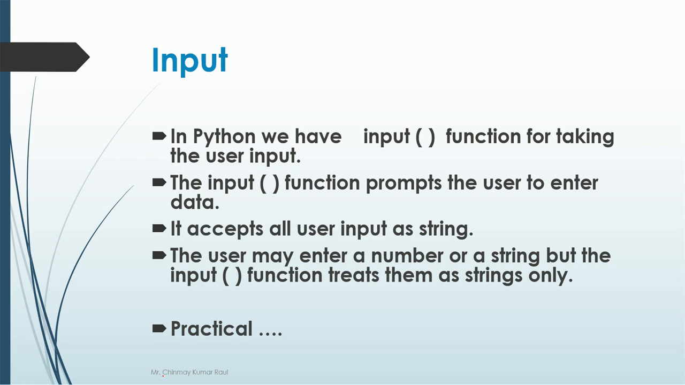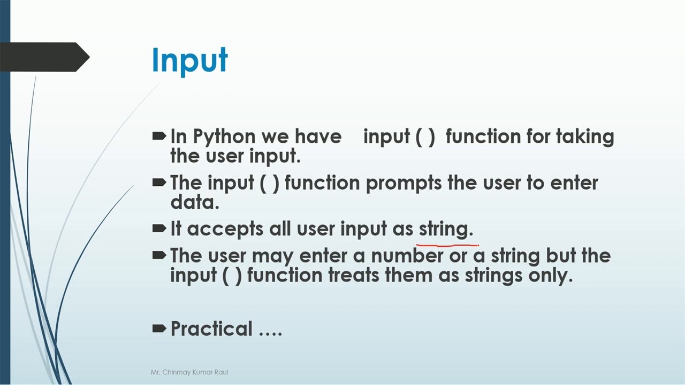We can assign a value to a variable, but the user cannot give his or her own value. It accepts all user input as a string. The input function always takes the values as a string, not a number. Suppose you gave 75, it will accept 75 as a string.